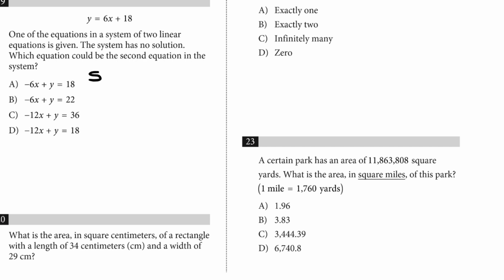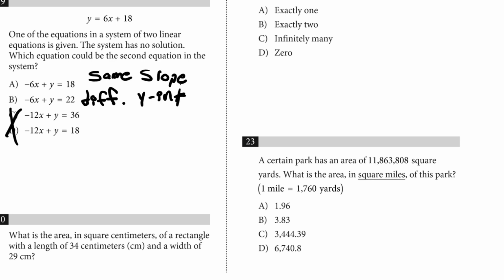One, the two equations have the same slope. And two, they have different y-intercepts. So we want to look for which one of these equations would have the same slope but different y-intercepts. If we look at C and D, to get y by itself, we would have to add 12x to the other side, which means that they do not have the same slope.